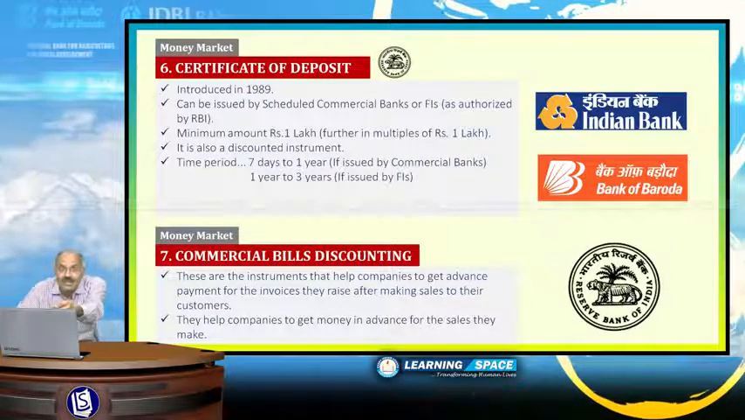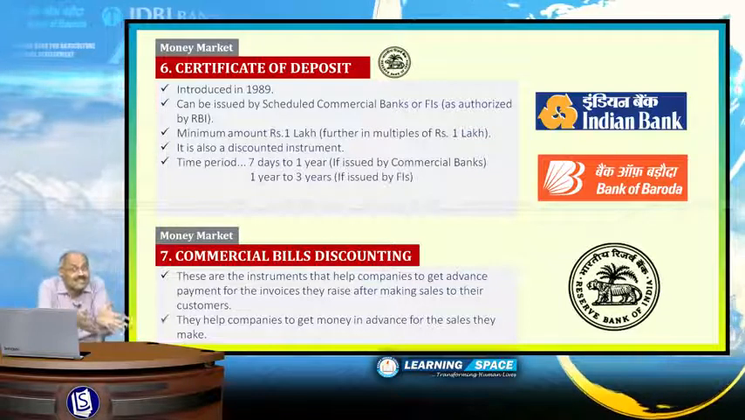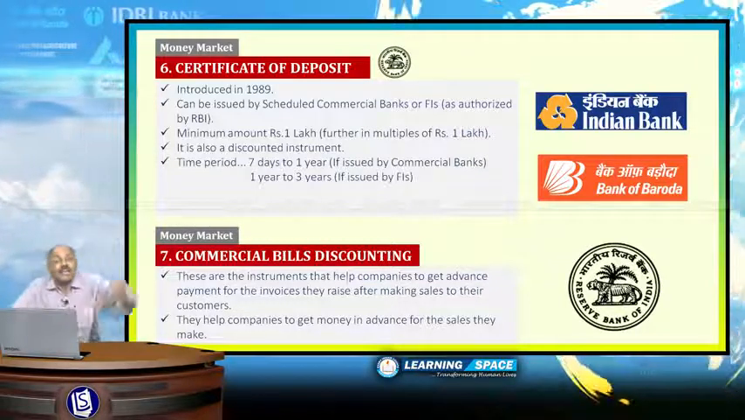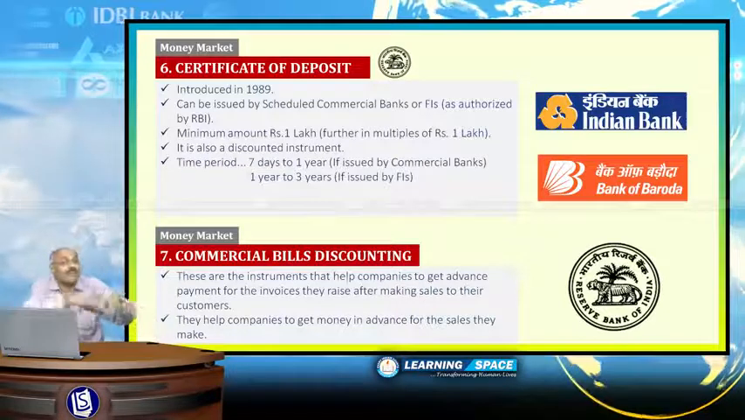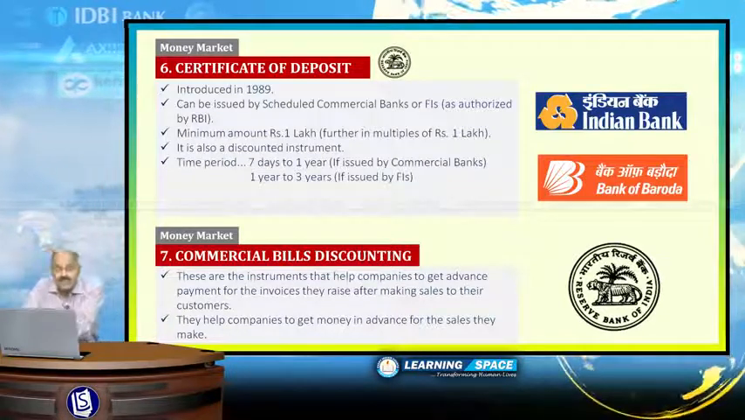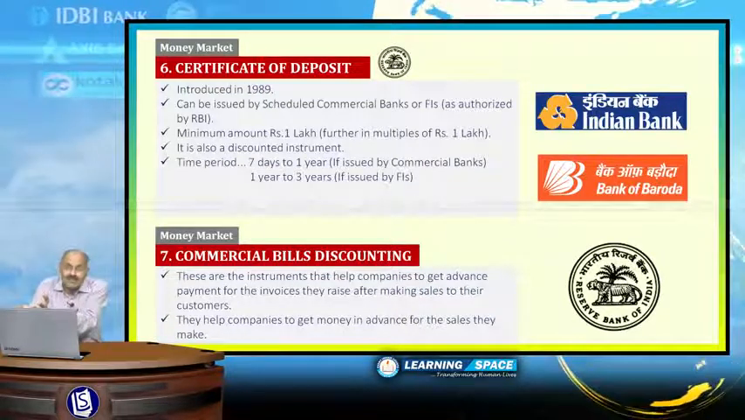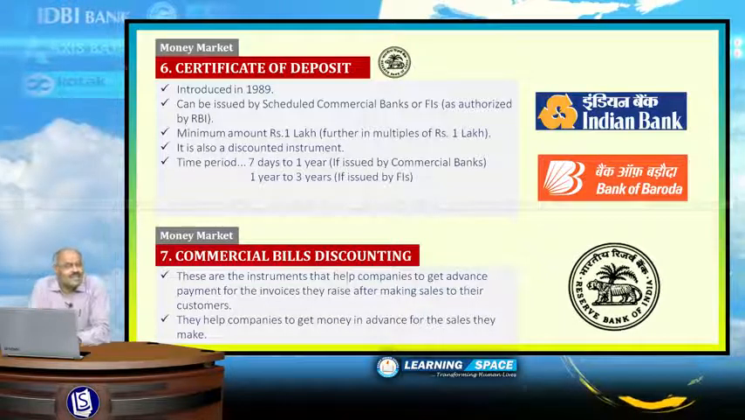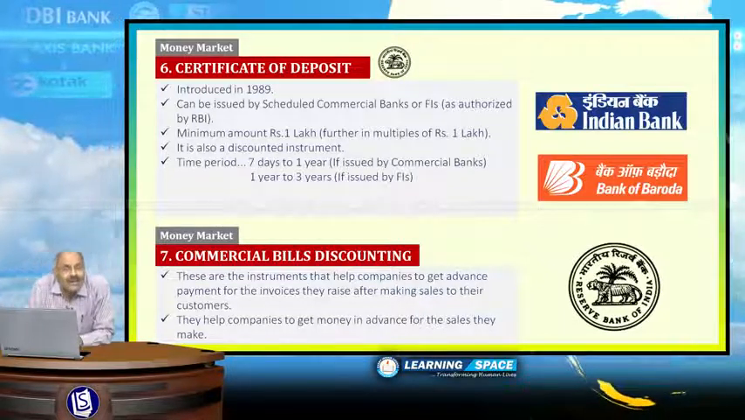That is for short duration. If banks are issuing, minimum period is 7 days and maximum period is 1 year. If some financial institution is issuing, minimum period is 1 year and maximum period is 3 years. Please don't forget. Right? So, the last but not the least is the commercial bill discounting.